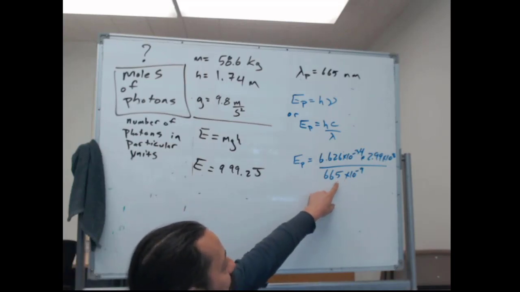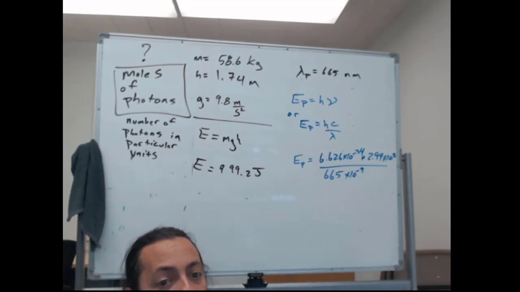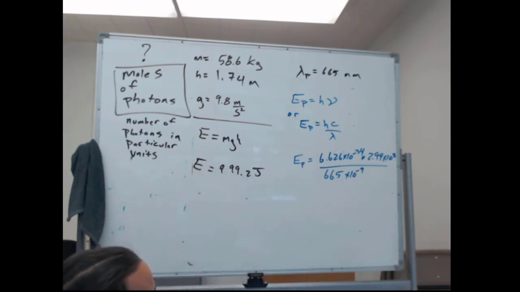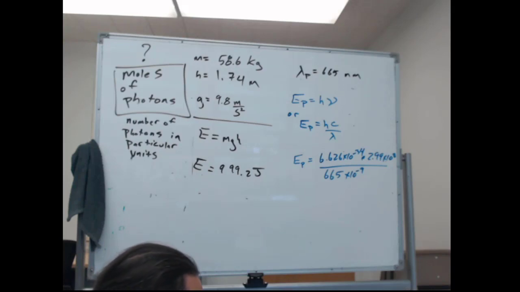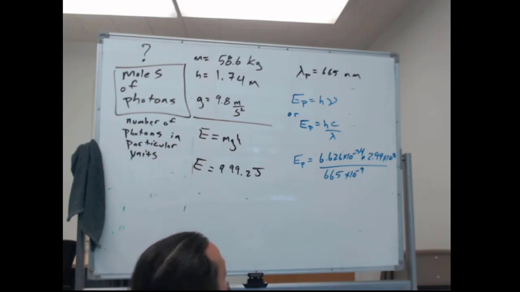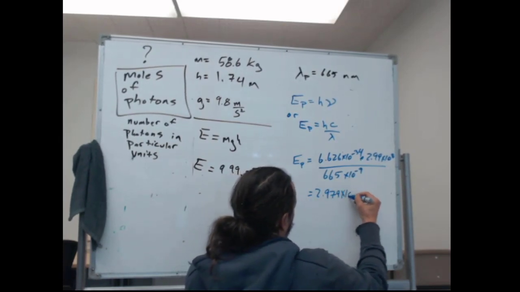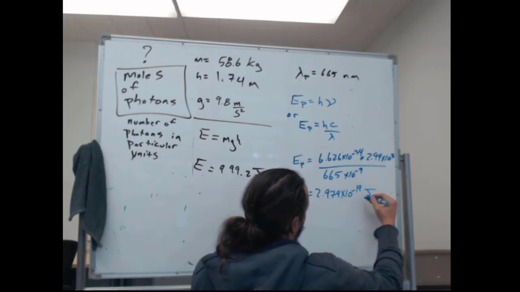The joules, the seconds will cancel out, the meters will cancel out, and that'll give us the energy in terms of joules per photon. Again, I liked doing it this way. I try to do things where I'm only dealing with one unit at a time. There are other ways you can do it that I find more confusing, but if you've got a different way that works better for you, do it that way.